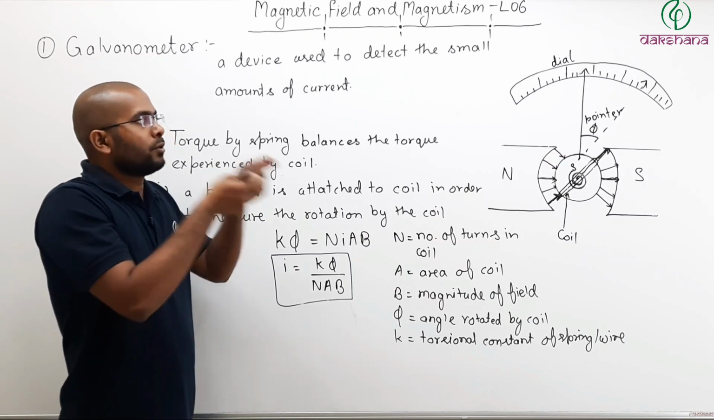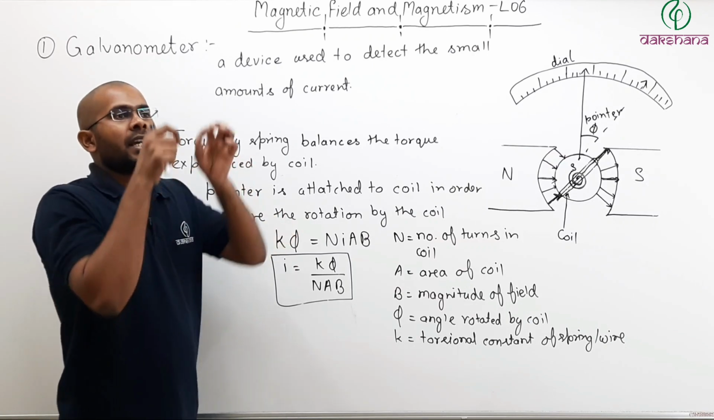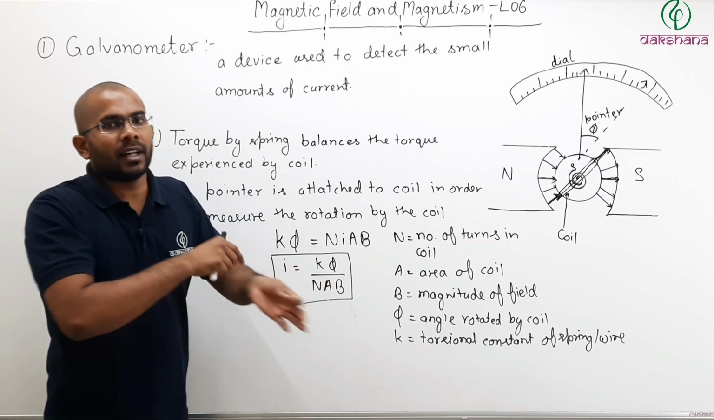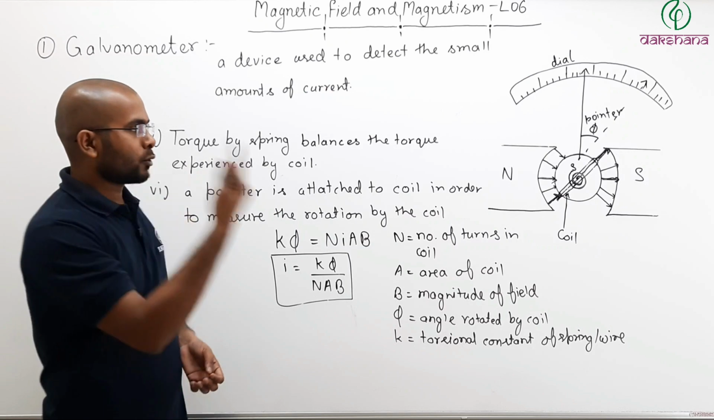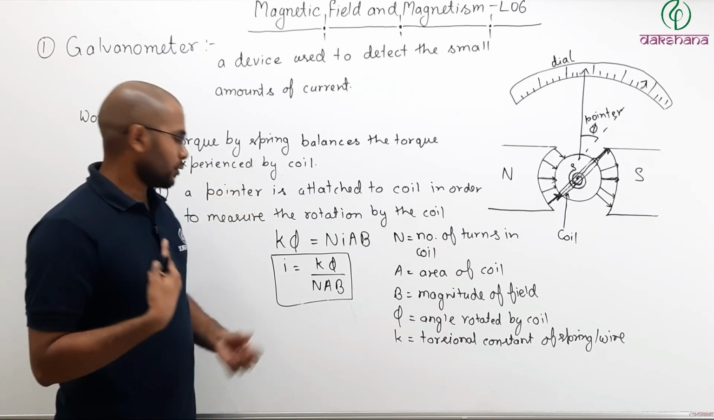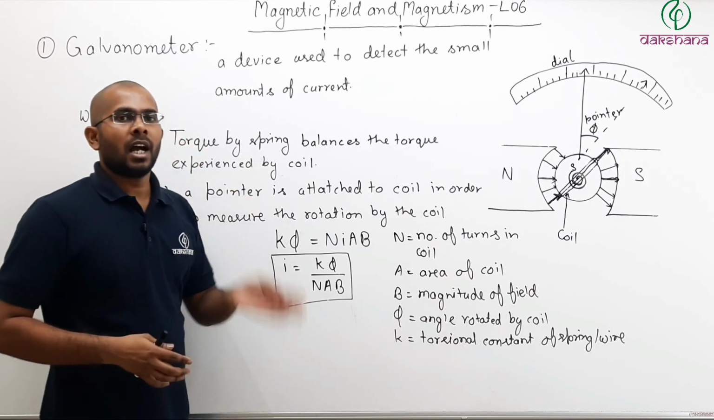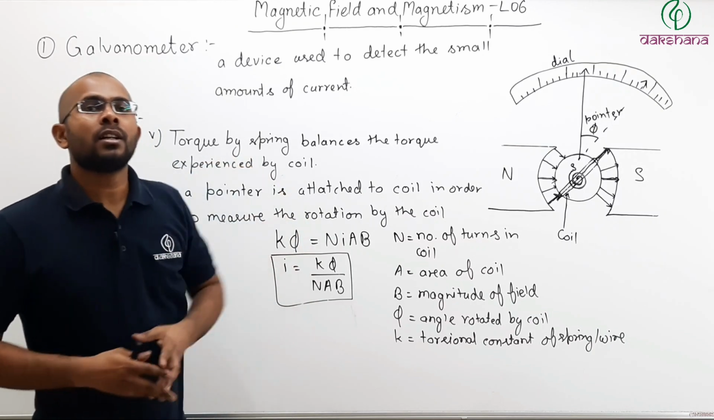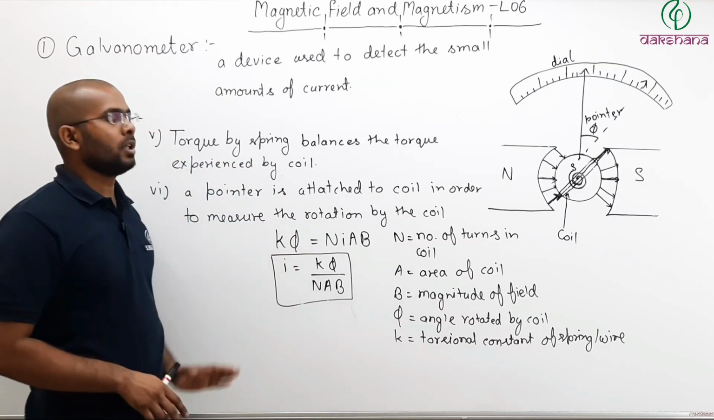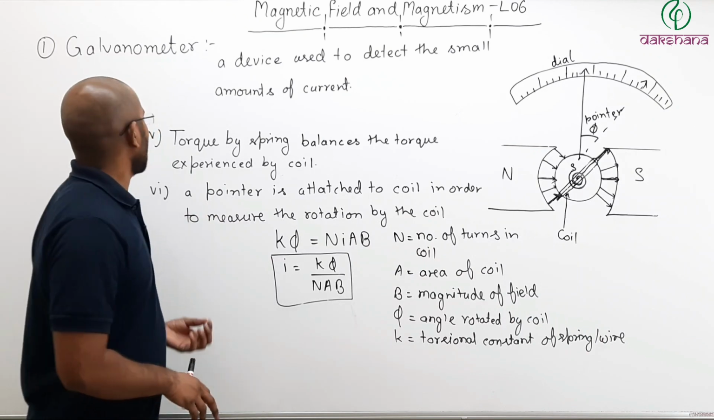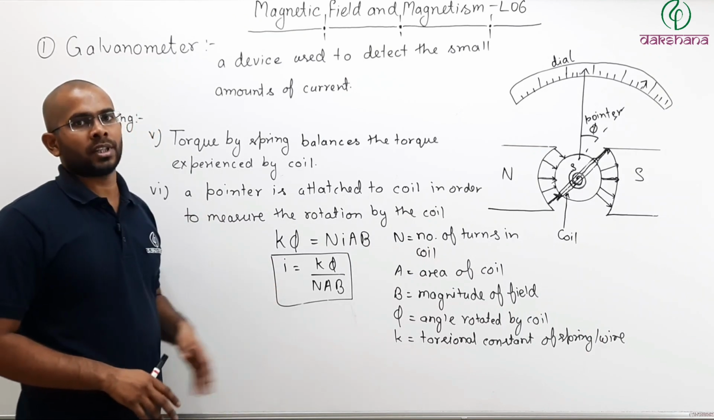Or if we use this galvanometer in a circuit, then the current passing through the circuit will pass through the wire of the coil as well. So that way we can measure how much current is passing through any circuit. So you can pause the video and note it down. Then we will try to solve a question based on this.